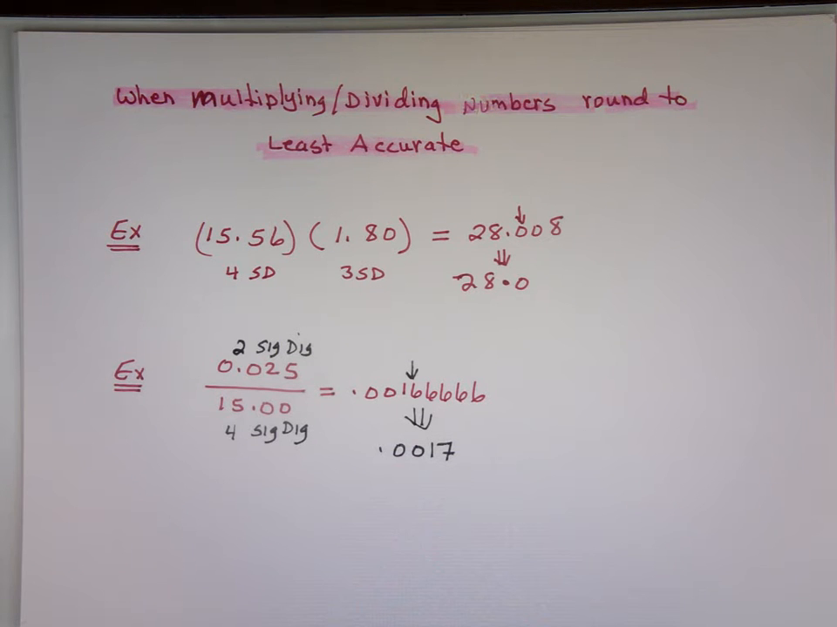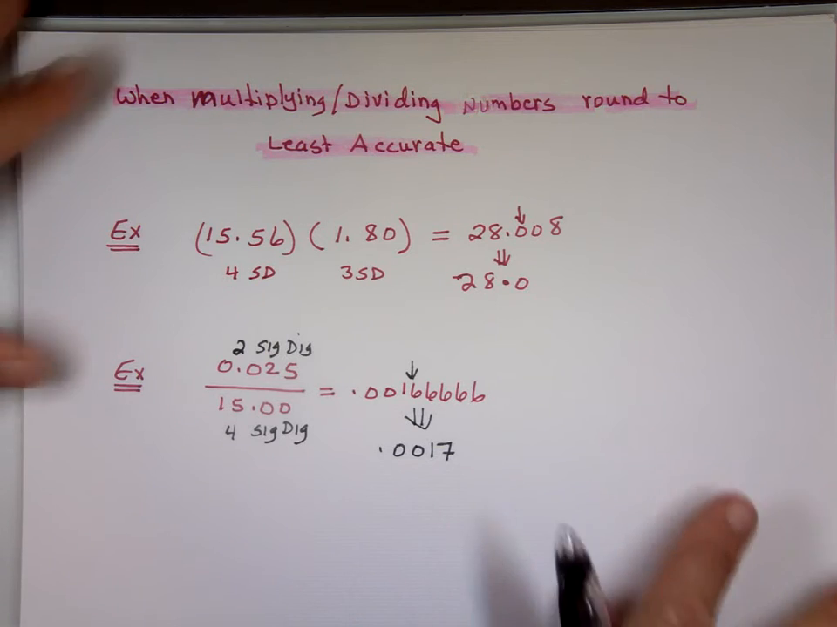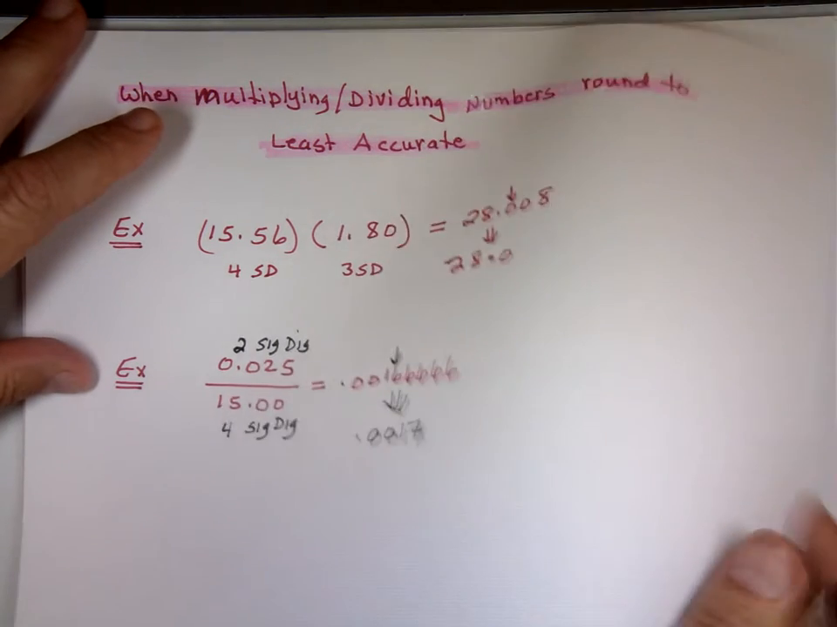Okay, I think we get the hang of multiplication, division. We do least accurate, number of significant digits. What about if you have more than one operation? You have multiplication, division, addition, subtractions. Well, when you have more than one operation, we look at the last operation.